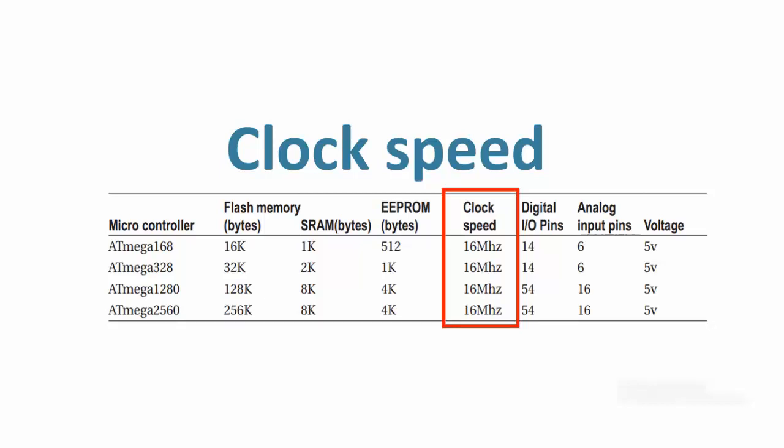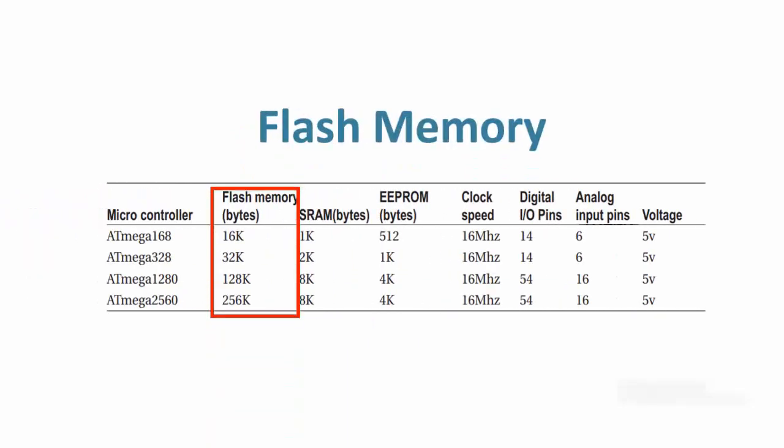The program you develop in a compiler is written on your PC. When you upload the program on the microcontroller board, it is stored in the card's flash memory. This memory is non-volatile, which means that even if you disconnect the board from its power source, the contents of flash memory remain intact. So you must know the flash memory, which will limit your program.